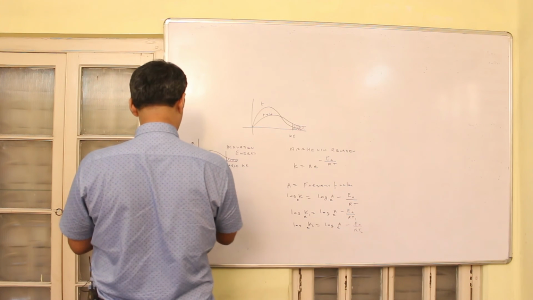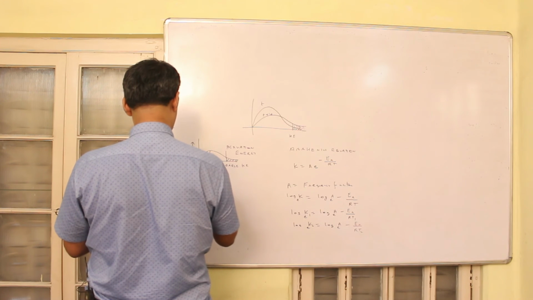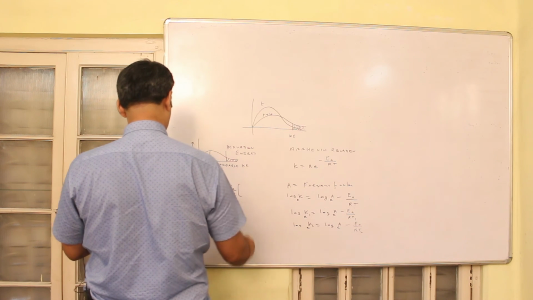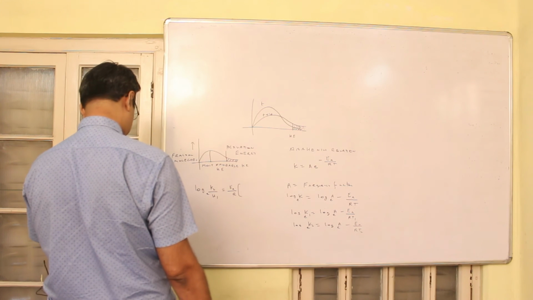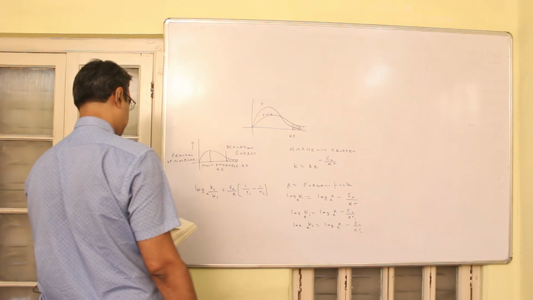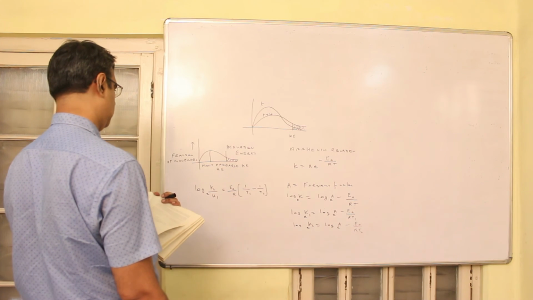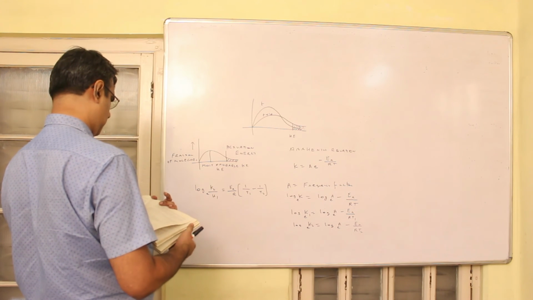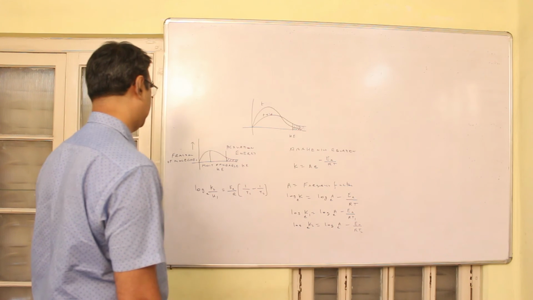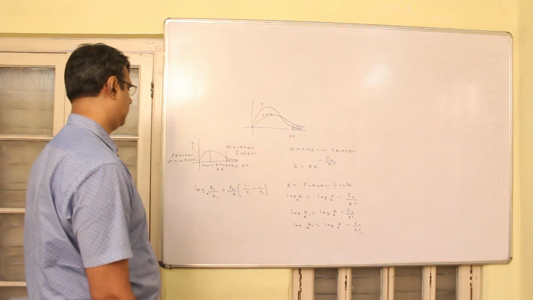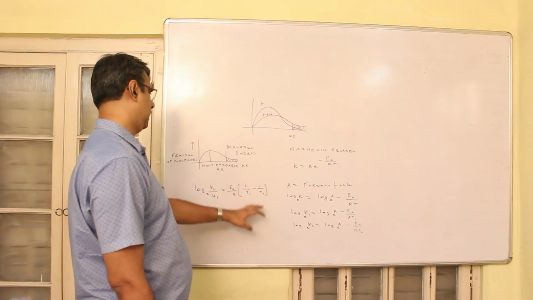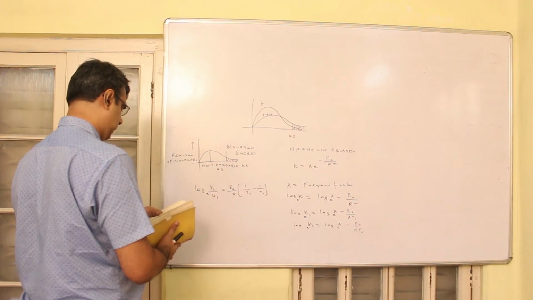So if you subtract these two equations, you will get log K2 by K1 is equal to activation energy by R into 1 by T1 minus 1 by T2. So this is a very, very useful formula to find the activation energy of any reaction. Suppose we know at temperature T1 what is the rate constant, at temperature T2 what is the rate constant, then we can find out the activation energy by using this equation.